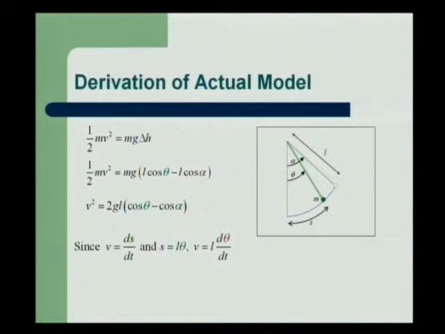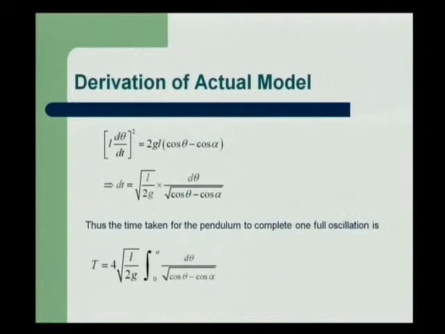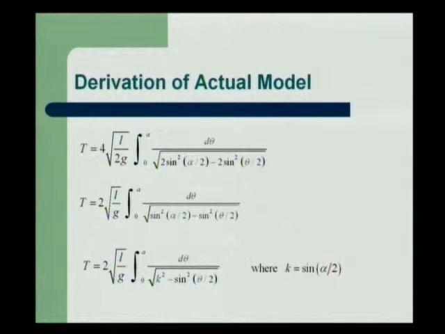Starting from the law of the conservation of energy, and using the fact that the pendulum may be considered as moving along the arc of a circle, we have the following expression for dt. Integrating this from alpha to 0, then multiplying it by 4, we have the time taken for the pendulum to complete one full oscillation. That is, we have an expression for the time period. Using trigonometric identities, then, we can simplify this expression.